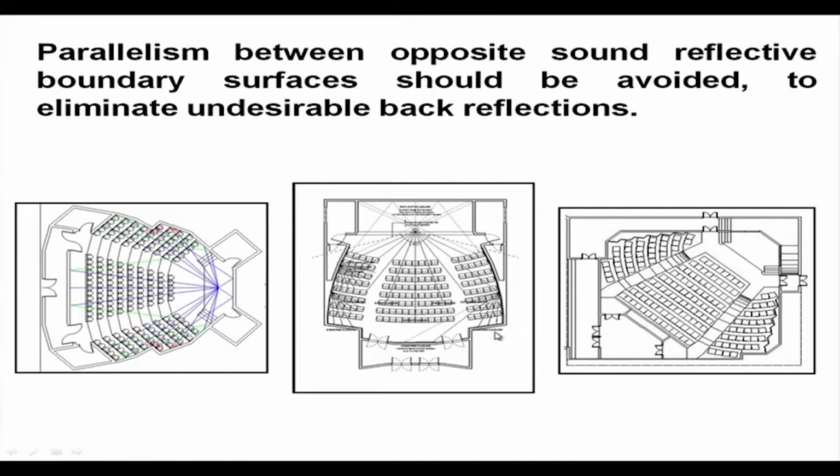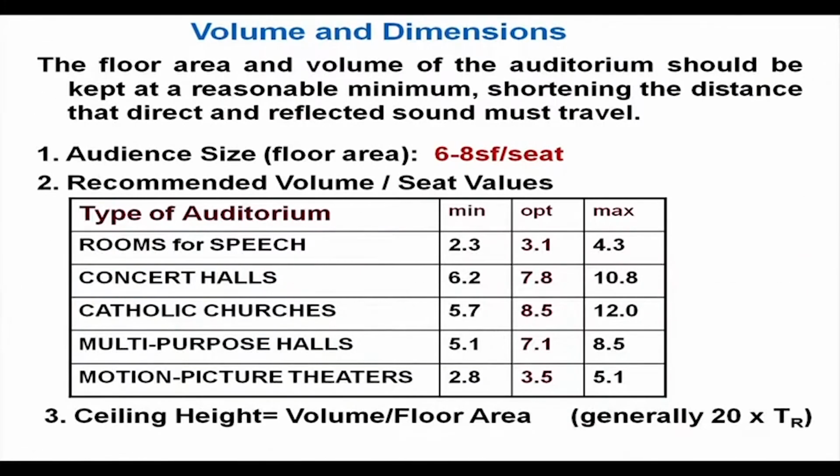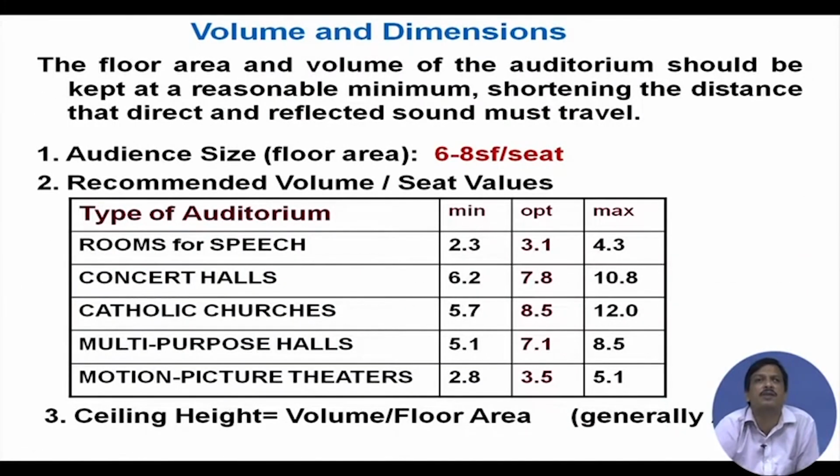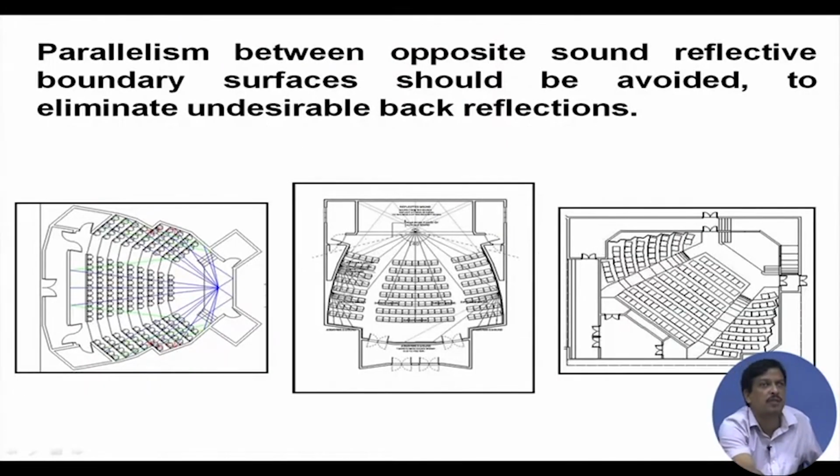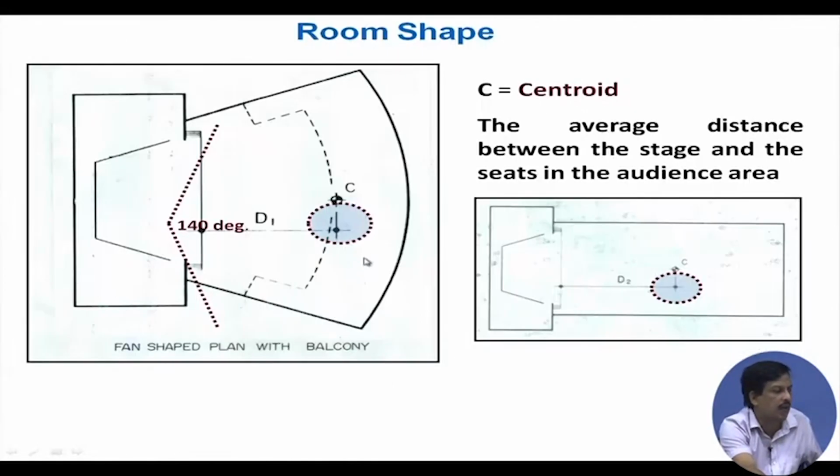Then what should be the shape of the auditorium? Volume and dimension of the auditorium. So, the shape of the auditorium is discussed: there should not be two parallel reflecting surfaces, and the distance between the audience and stage must be minimized. So, to do that, you have to make the required arrangement. Mostly this fan shape is used with a balcony if I have to design a large capacity auditorium.